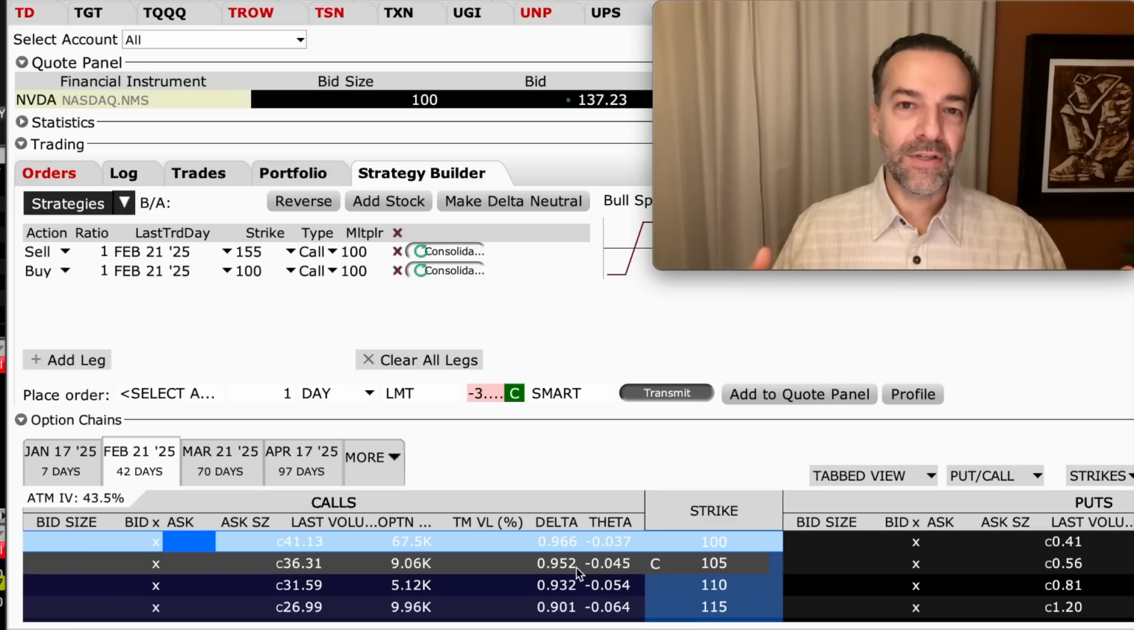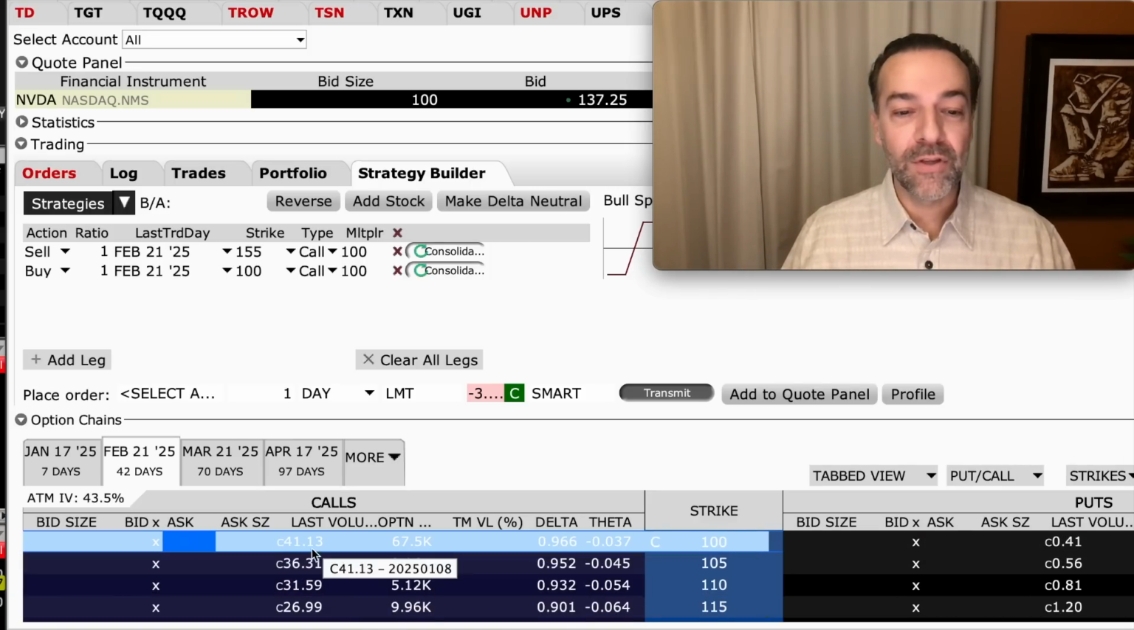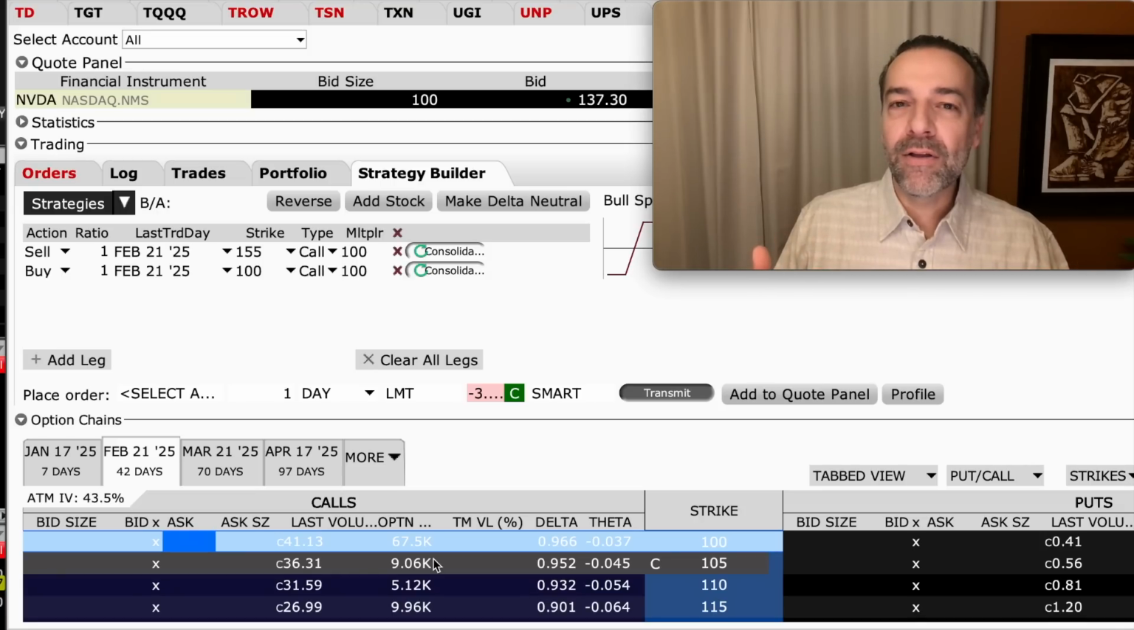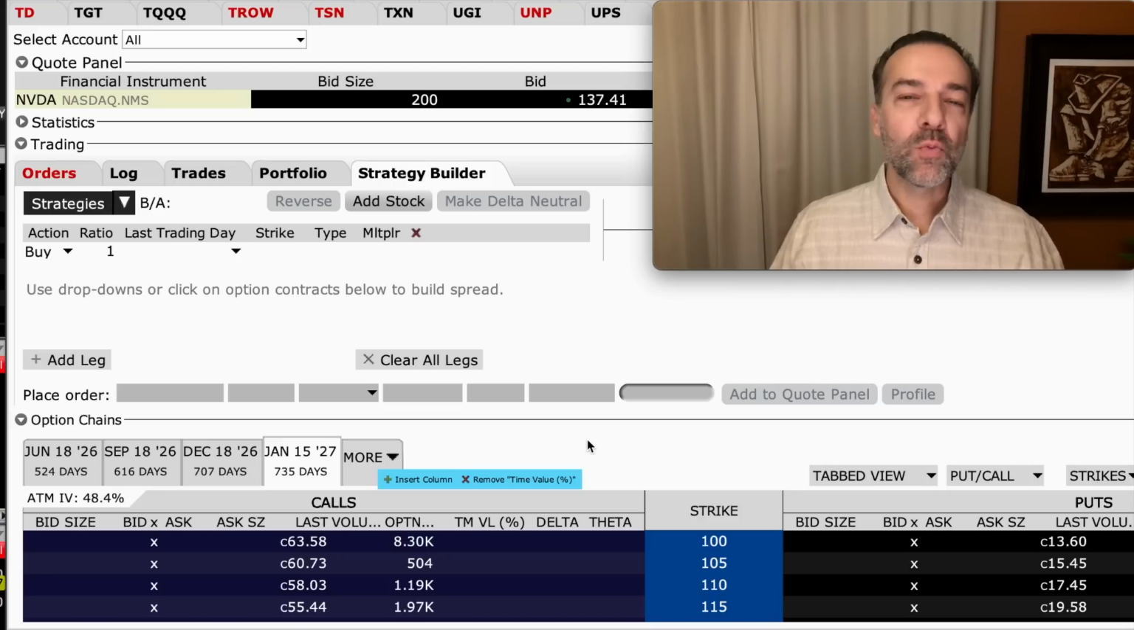The one negative to this is that if Nvidia were to be below $100 per share, remember, you lose the value of this whole position, but you lose that same amount if you own the stock. So this is kind of like a covered call replacement strategy. Now there's one more potential trade I want to share with you, and it's one of my favorites.